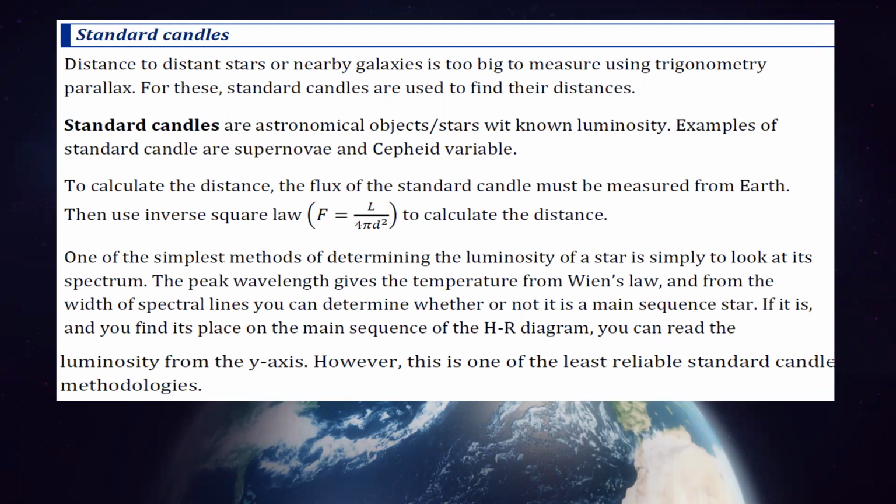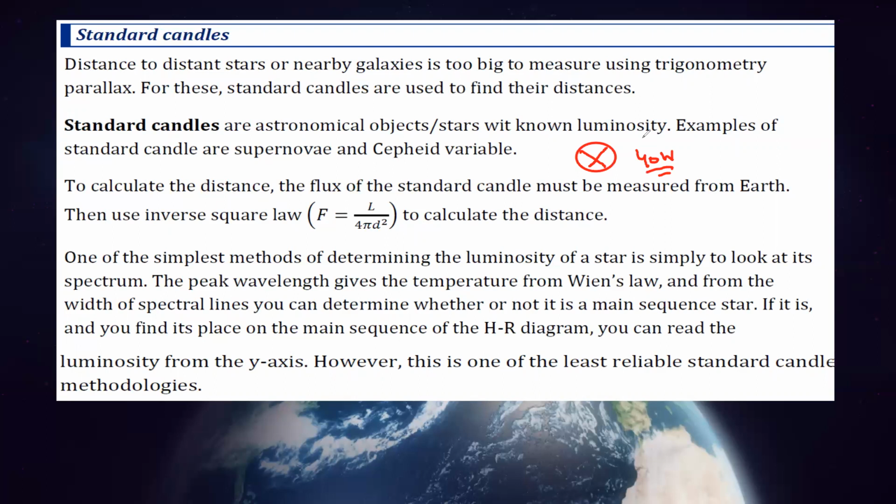Then standard candles. Stellar objects, we consider them as standard candles. What is the meaning of a standard candle? A standard candle means an object or a star with a known luminosity. Like if we know the luminosity of a star or the luminosity of the object, we call that a standard candle. For example, say we have a filament bulb, and on the filament bulb it is written 40 watts. So it is written 40 watts, it means 40 joules of energy consumed every second. So we know its luminosity, we know its power.